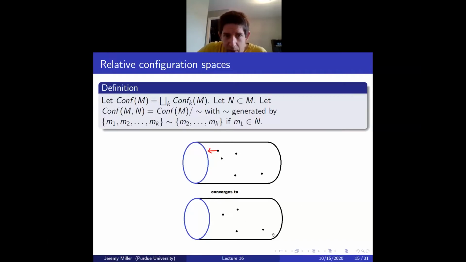So in pictures, it's points. Here the blue is N, the black is M. You could think of it as points in M minus N, and they converge if they converge to points in N.